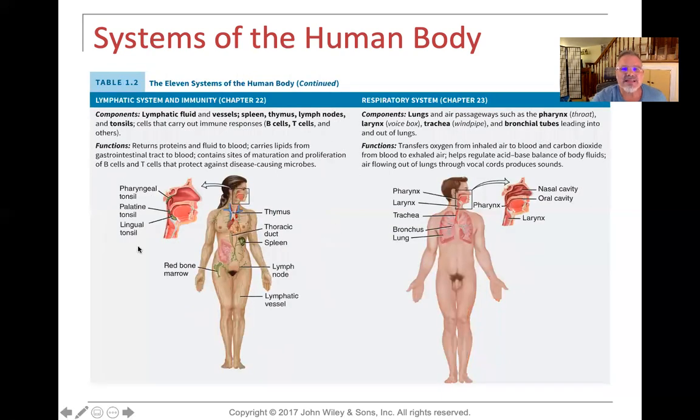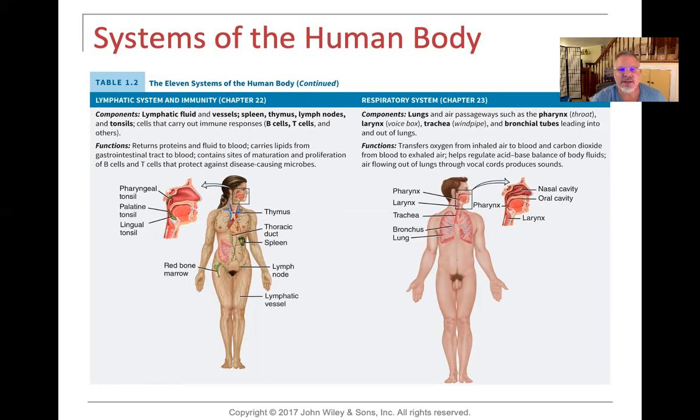The lymphatic system is what we consider the immune system. We'll get into that in anatomy and physiology too. But some of the components are lymphatic fluid, and then we have the spleen, the thymus, your lymph nodes, your tonsils, and they're going to carry out different immune responses that involve B cells and T cells.